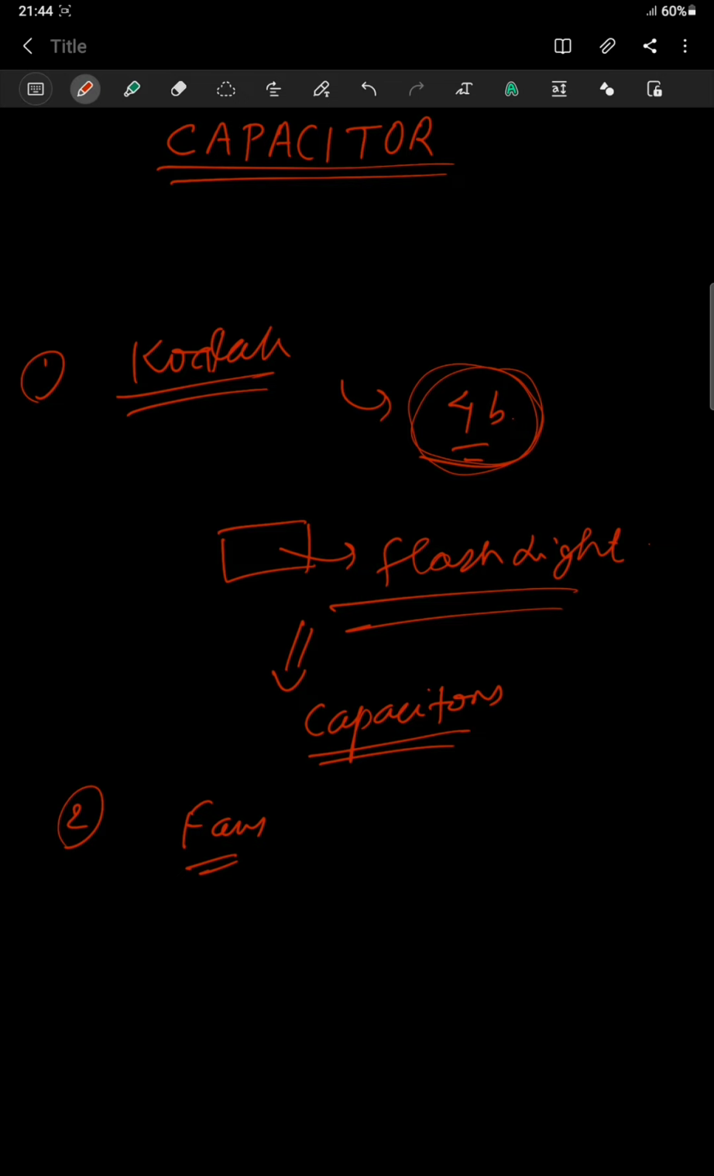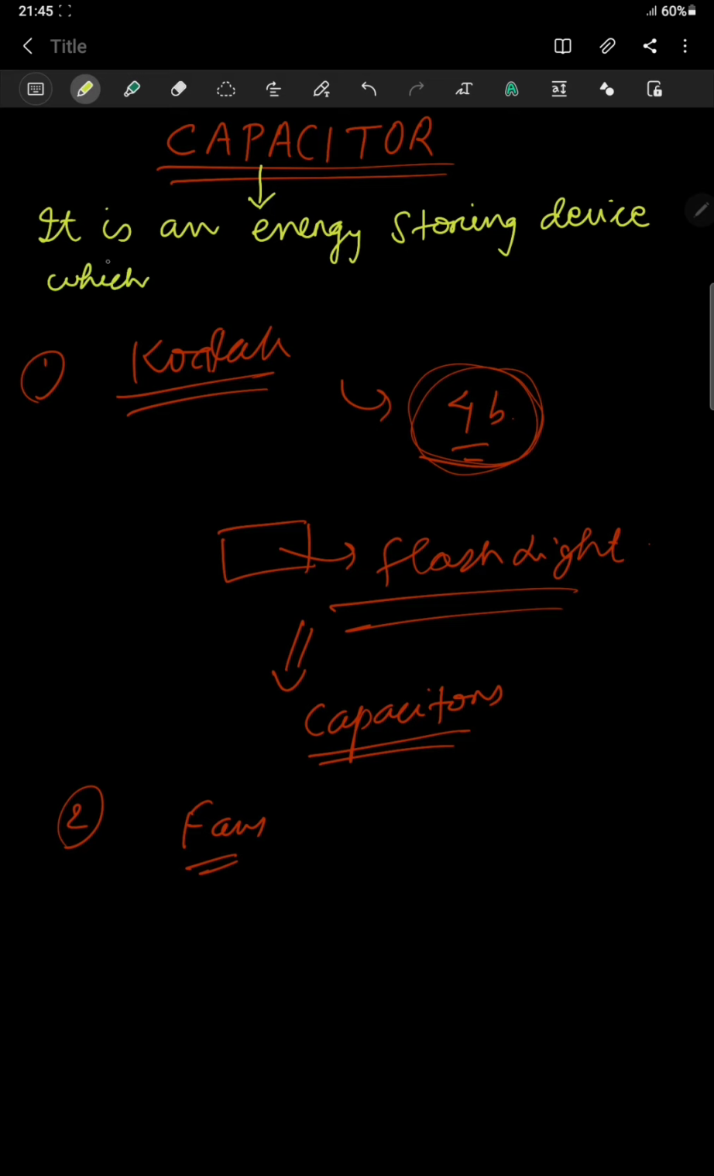So let us define this. What are capacitors? So we can define these capacitors as an energy storing device, which stores energy in a finite distance. So this is the definition of a capacitor.